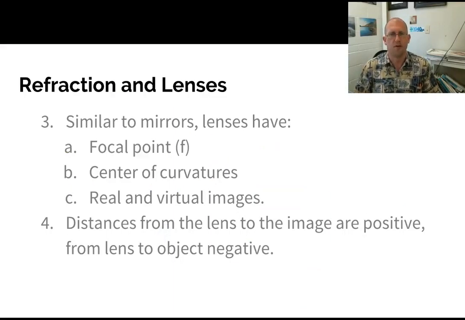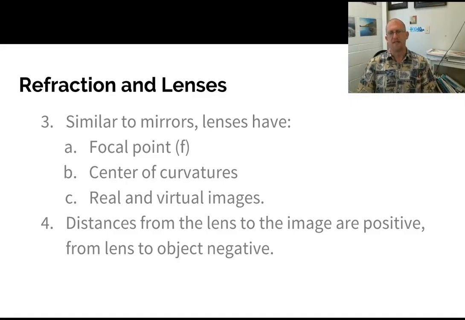Okay. Some similar terminology that also existed in mirrors is the concept of a focal point, a place where the light is focused or the image is focused. And we still have curved objects that have a center of curvature, and we still have real and virtual images. A real image is something that's on the other side of the lens. A virtual image is something on the near side of the lens as the light is approaching the lens.